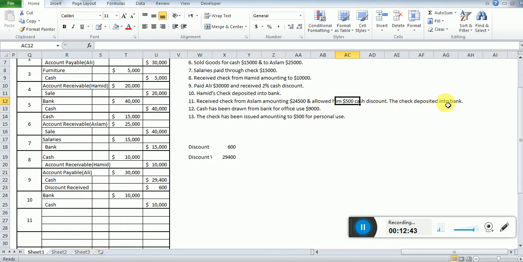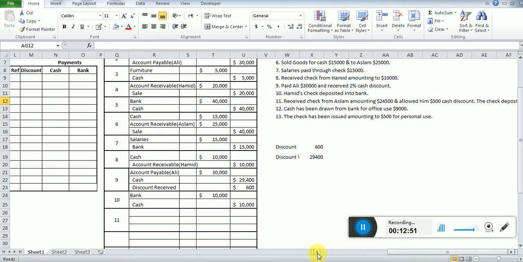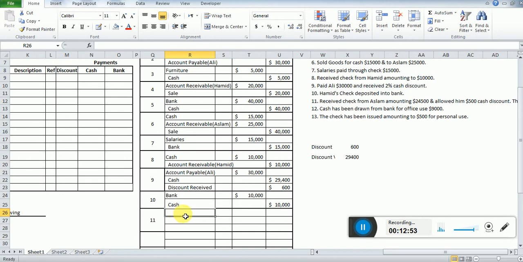deposited into the bank. It means on the same date the check was deposited into the bank, so our bank account increased. So what we are doing here for 11, it means bank account should be debited. How much? 24,500 should be debited, and also you have to debit discount account. So discount allowed account should be debited $500, because here it is our expense.